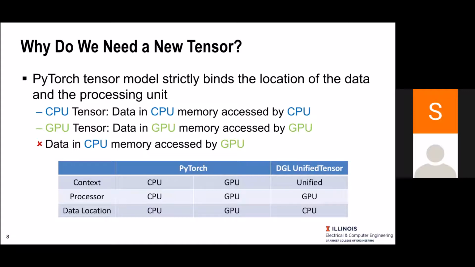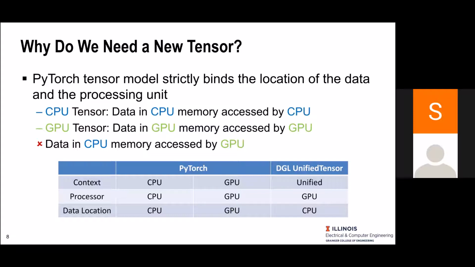This means in the current framework, the data which is in CPU memory cannot be directly accessed by the GPU. To do this, there always has to be an explicit data copy, for example using a DMA engine, which transfers the data to the GPU memory, and then finally the GPU can access it. While we keep the data in CPU memory, the GPU cannot access it in the current setup. So this is the reason why we introduced a new tensor called Unified Tensor for the DGL framework.